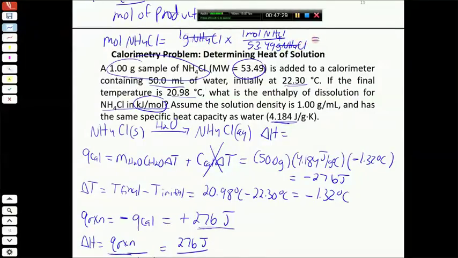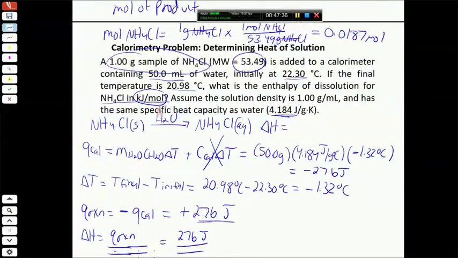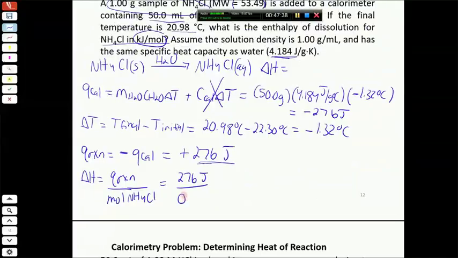And so that means in this reaction we were using 0.0187 moles of ammonium chloride. And so we divide the heat of the reaction by 0.0187 moles, which is the amount of substance we used. This is in joules per mole. We want it in kilojoules per mole, so we have to multiply by 1 kilojoule over 1,000 joules, or divide by 1,000, to get the units right.